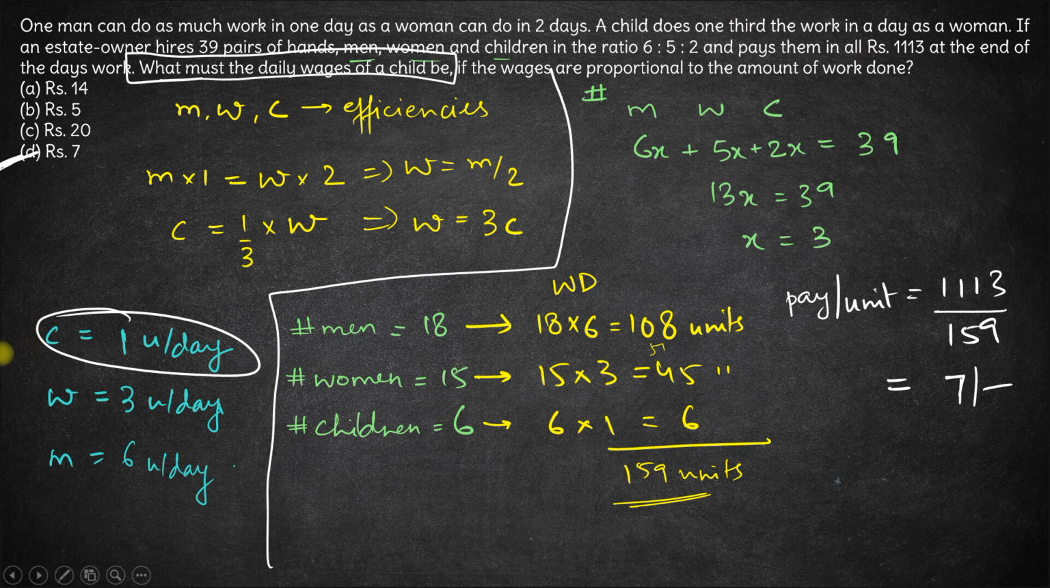If the question would have asked for women, each woman would have earned 3 into 7, 21 rupees in a day, and each man would have earned 6 into 7, 42 rupees in a day. Okay, so the answer here is option D, because it's asking for a child.